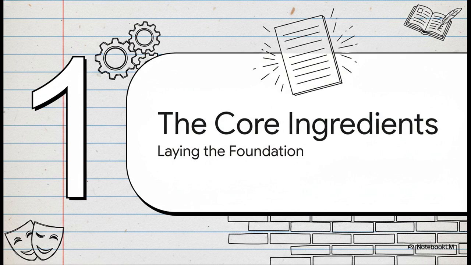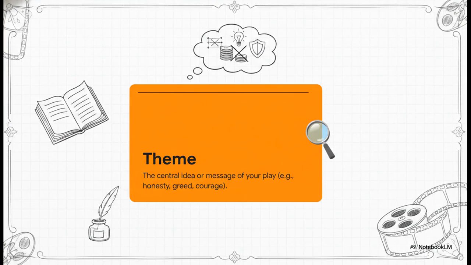Okay, so first step, the core ingredients. Before you even think about writing a single line of dialogue, you need to get these 3 things crystal clear in your head. They are literally the foundation of your entire play. The theme is basically the heart of your story. It's the big idea, the message you want your audience to walk away with. Maybe you want to talk about honesty or courage or the challenges of growing up. Whatever you pick, having a strong, clear theme gives your script a real focus and a sense of purpose.